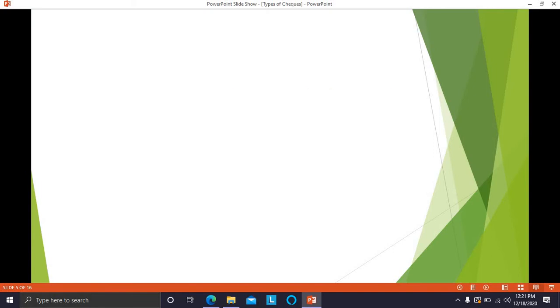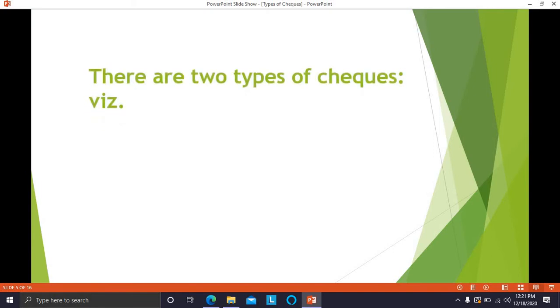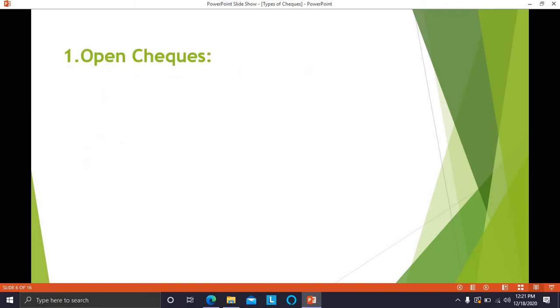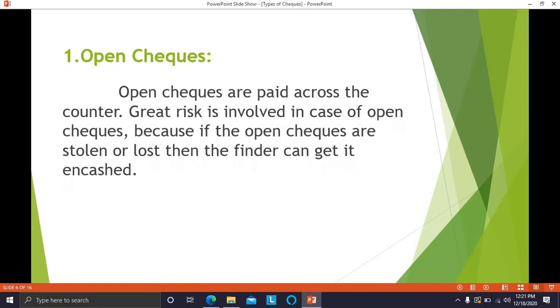So there are two types of checks. Which are the two types of checks? The first is open checks and the second is crossed checks. Now what does it mean by open checks? Open checks are paid across the counter. Across the counter means the person who is carrying that check, who is in possession of that check, goes to the bank, gives that check in the bank and is paid as per the amount mentioned in the check. These checks are paid across the counter.